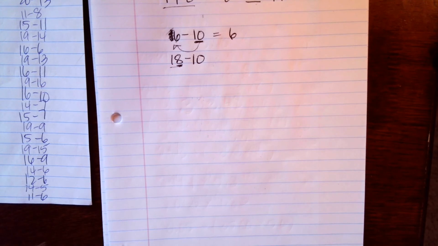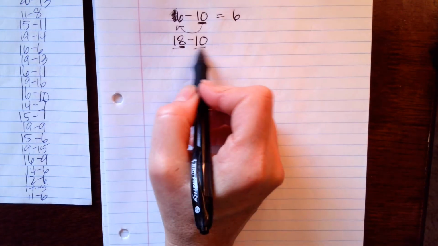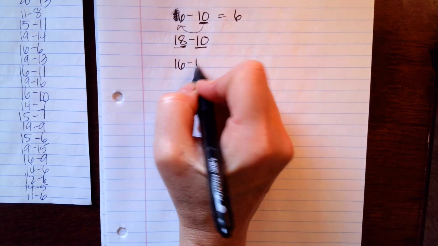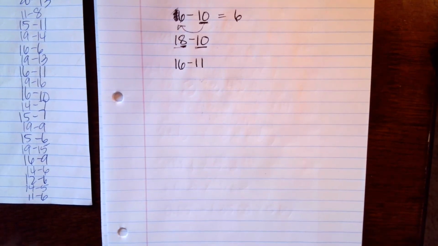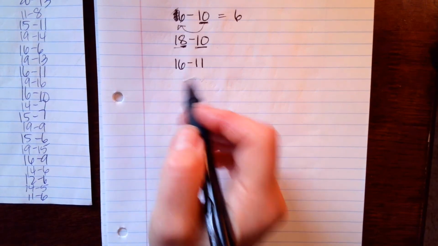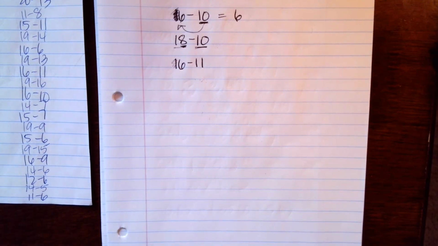The third type of problem is when we use a group of 10, but it's not exactly a 10. So for example, 16 minus 11. I know that 11 is next to 10, so it's going to be easy for me to just drop this and then just go back one more. Does that make sense to you?